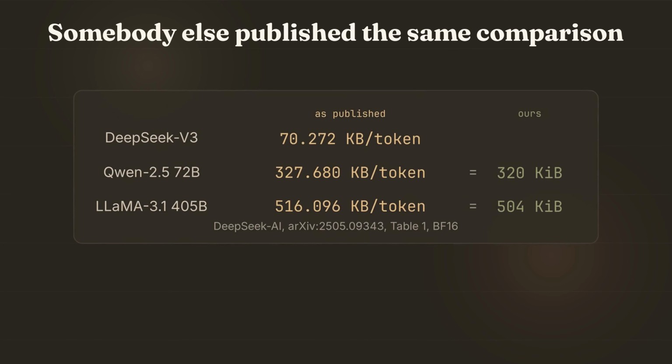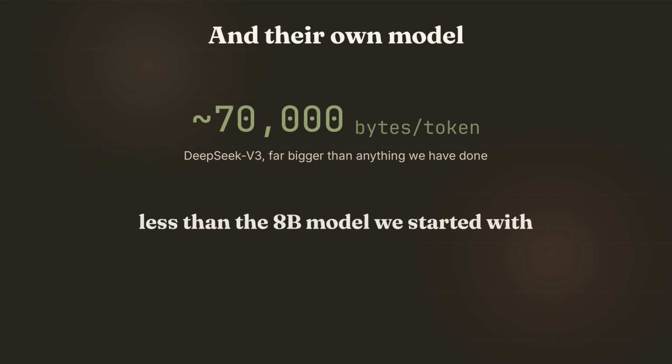And you don't have to take my word for the arithmetic either. DeepSeek published this same per token comparison in one of their own papers, and their figures and the ones we just derived are the same numbers. They list 516,096 bytes a token for the 405 billion model, and that is our 504 kilobytes, because a kilobyte here is 1024 bytes. And their own model, far bigger than any of the ones we've done, comes in at about 70,000 bytes a token, less than the 8 billion model we started with.